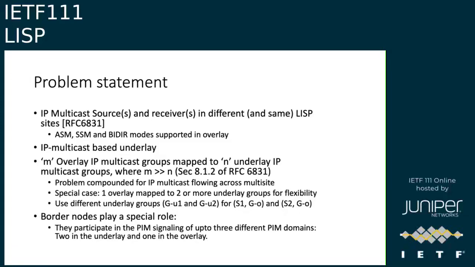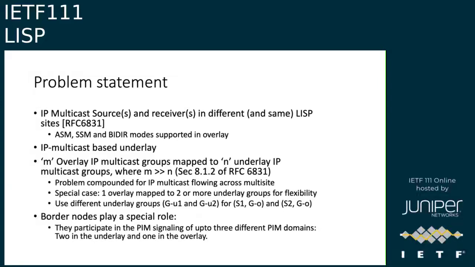We have some use cases where, for various reasons, you might want a particular group to be encapsulated in different groups in the core. If you have an S,G from a multicast source, you might want to encapsulate that into 2 different group addresses when it goes through the core. So basically replicate and have 2 copies of the packet, each with a different encapsulation.